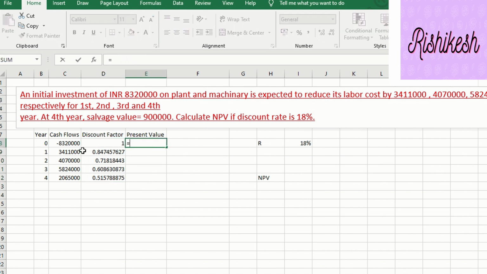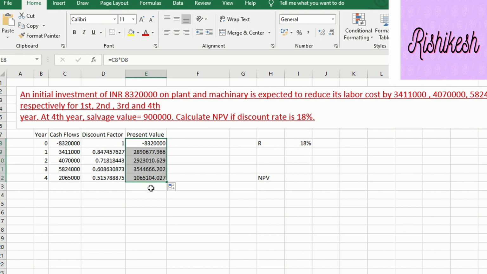And present value is nothing but the cash flow multiplied with the discount factor. And again, once the plus sign comes, just double click on that and you get all the present values. So NPV should be equal to the sum of all the present values. But yes, we are forgetting something over here: we have not considered salvage value.